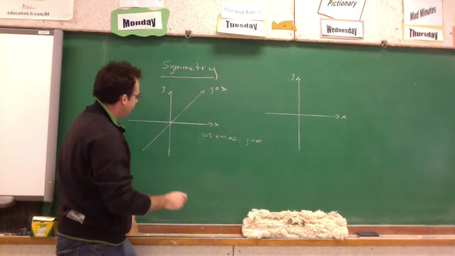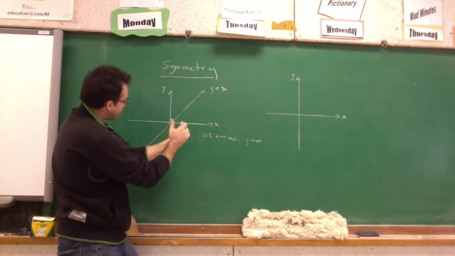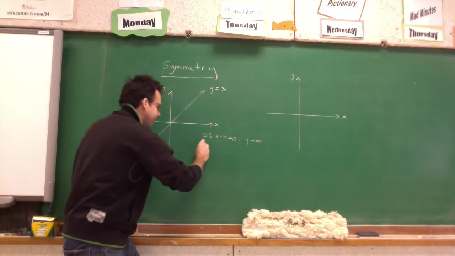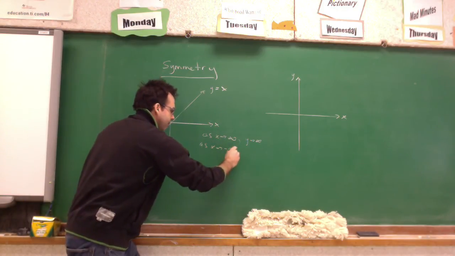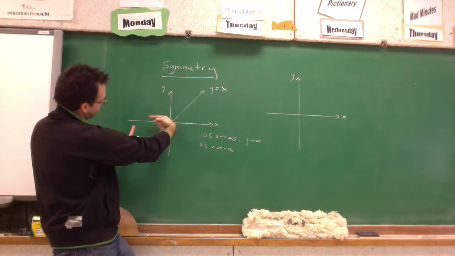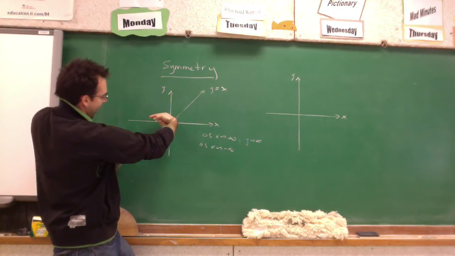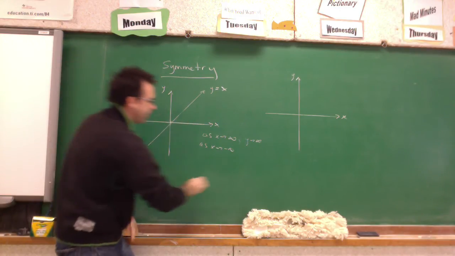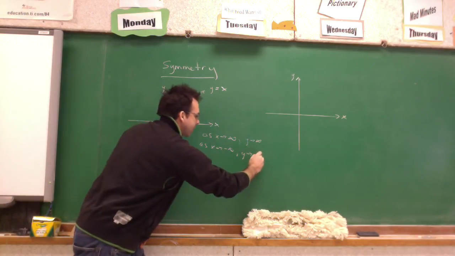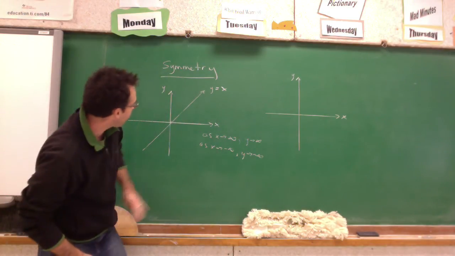It goes up. And then we say, well, let's look the other way. As x goes out to negative infinity, what's happening to the function? As x goes this way, from right to left, this function is going that way, downwards. So we say y goes to negative infinity. So that's our end behavior.